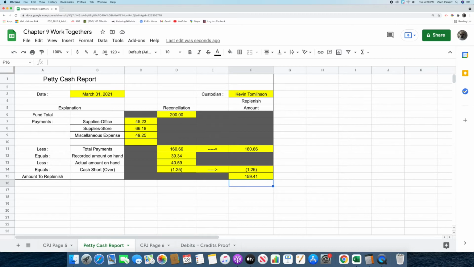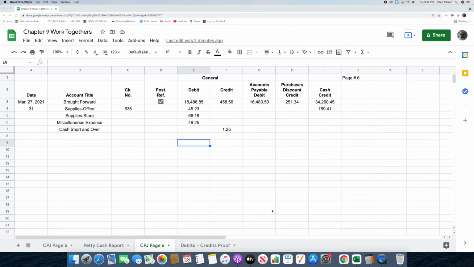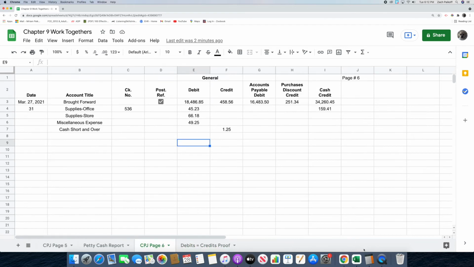Now we're going to be moving on to completing Cash Payments Journal, page 6, and also proving that our debits equal our credits. All right, now we're going to be completing Cash Payments Journal, page 6, but before we do that, we're going to prove that our debits equal our credits. So the first column that we're going to total is going to be the general debit column.